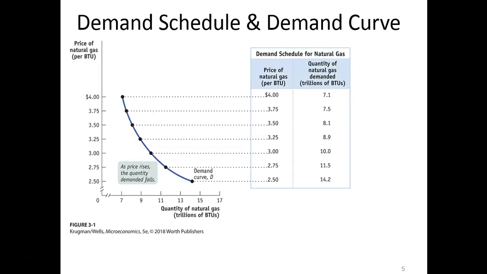Here's the example that the textbook uses to demonstrate the same idea. This is demand for natural gas, priced per BTU, per British thermal unit. You need to know what that represents in this class. But price per BTU, and how many trillion BTUs would people want to buy at each price? Now, I'm not going to go there. So, at each price.